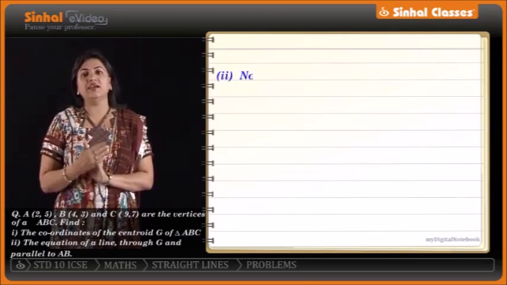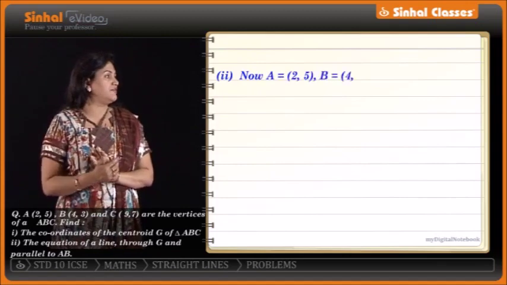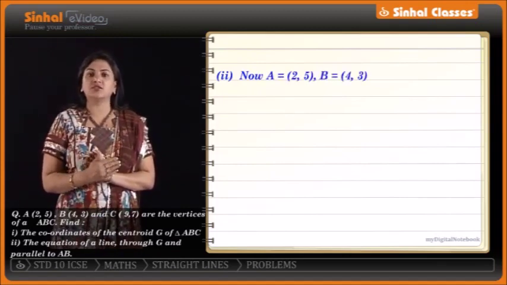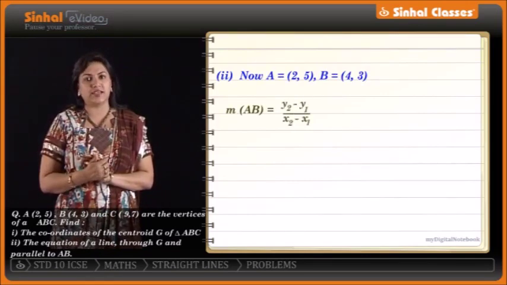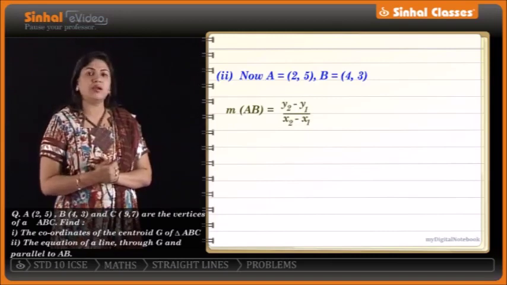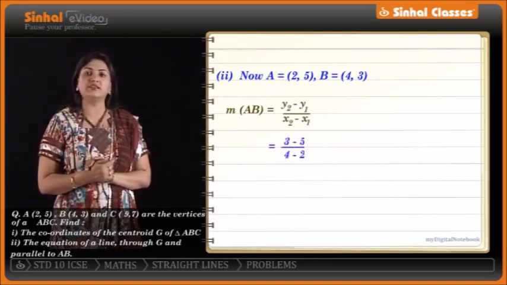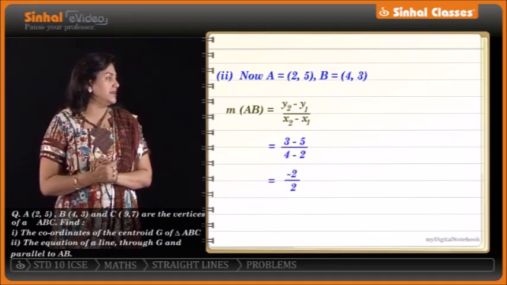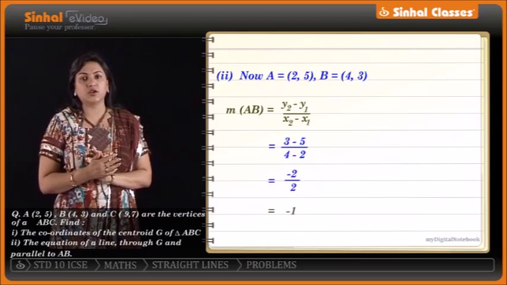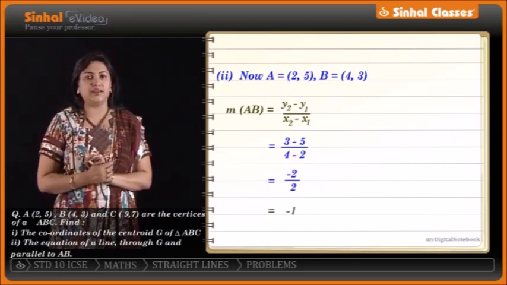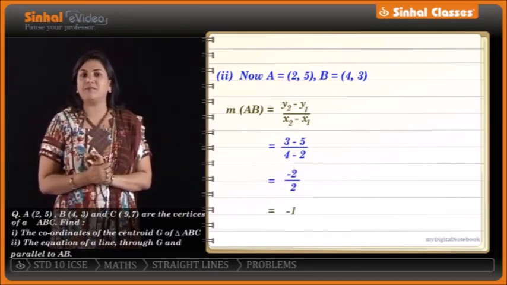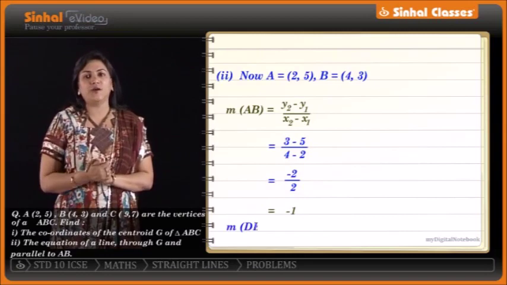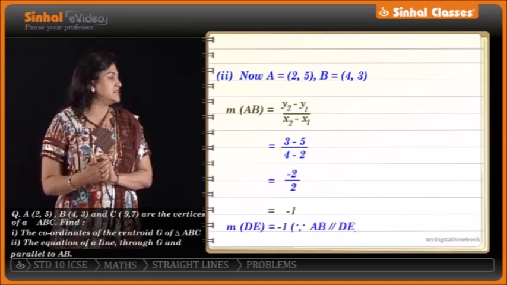Now for AB, the coordinates are (2, 5) and (4, 3). So slope of AB will be (y2 minus y1) upon (x2 minus x1), which is (3 minus 5) upon (4 minus 2) equals minus 2 upon 2 equals minus 1. So we have got the slope of AB is minus 1. But that will be the same as slope of DE because these two lines are parallel. So we have slope of DE is nothing but minus 1.